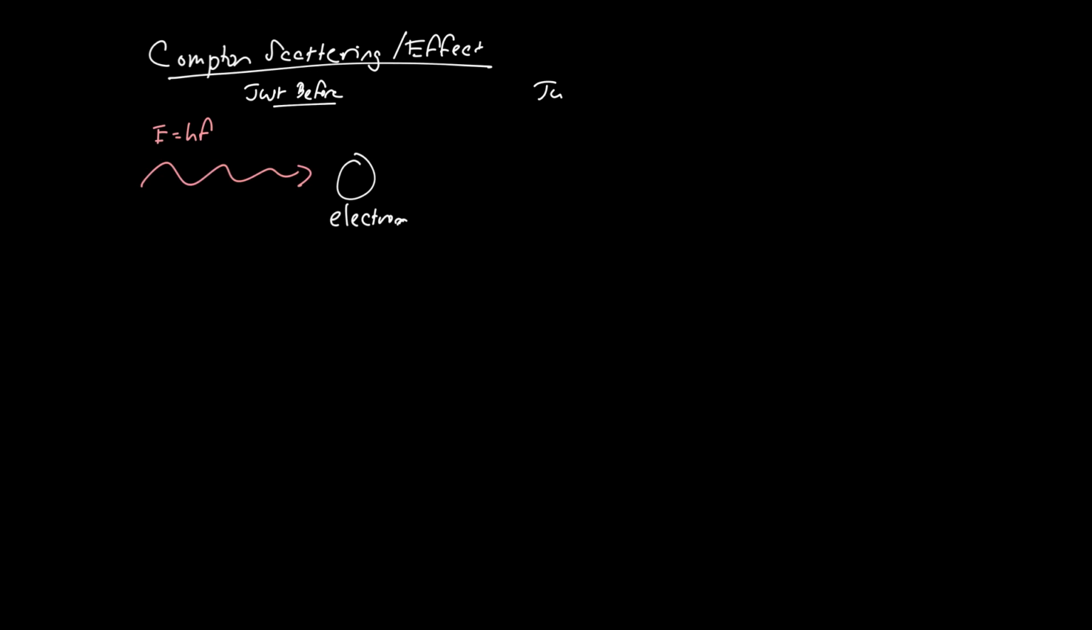And then just after this interaction, we can maybe draw the photon scattered at some angle, phi, and the electron might be scattered in some other direction with some velocity. And so that's what the Compton shift is.